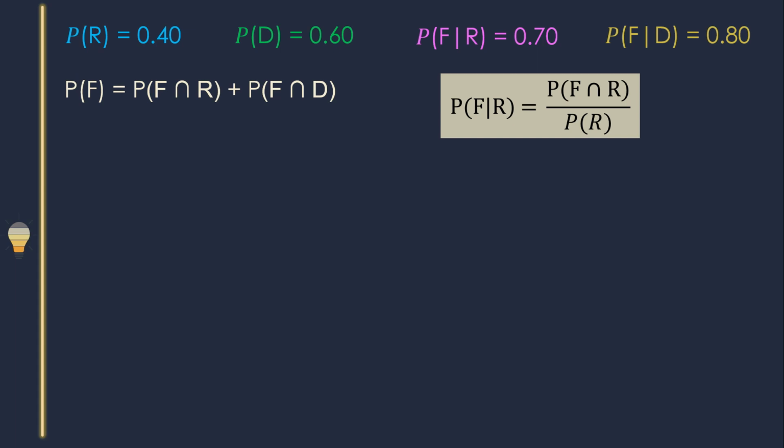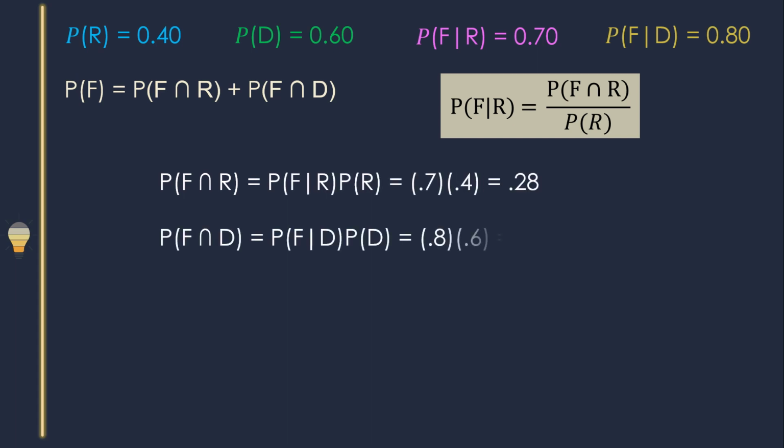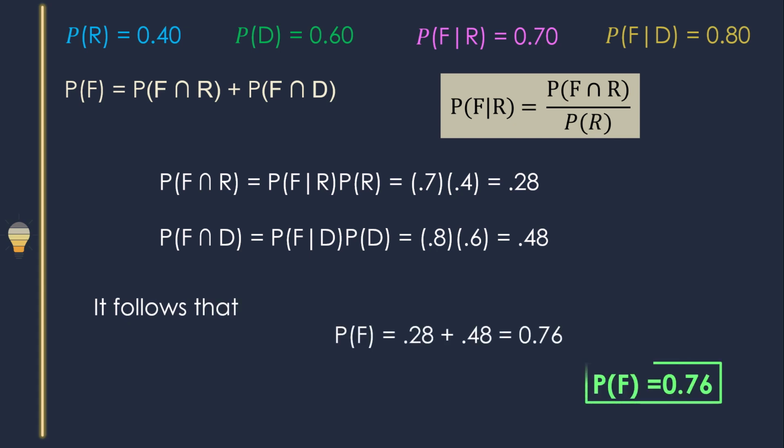So we know we do have those probabilities. Therefore, we can write that it is 0.28, and also we can find the probability of F intersection D, it is 0.48. Now we can use the formula because we know the probability of F and R and probability of F and D. So it follows that probability of F equal 0.76.